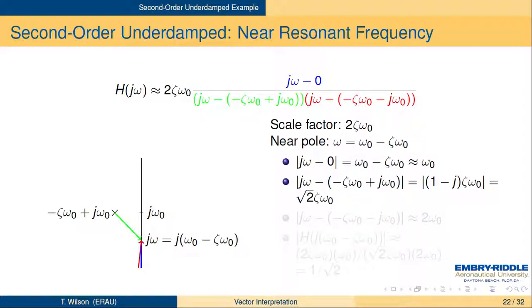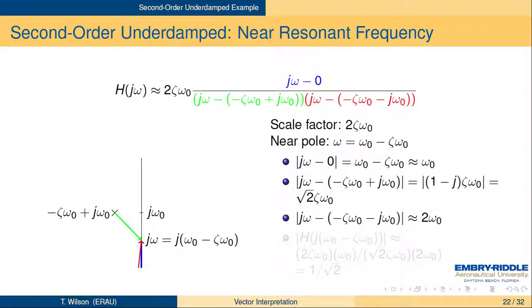The vector from the pole with positive imaginary part, though, since our frequency is omega naught minus zeta omega naught, has a length which is root 2 zeta omega naught. That is, you can see the triangle, you can see the 45, 45, 90 triangle there. So the vector from the pole to omega, which is omega naught minus zeta omega naught, has equal real and imaginary parts, and so the length of that vector is root 2 zeta omega naught.